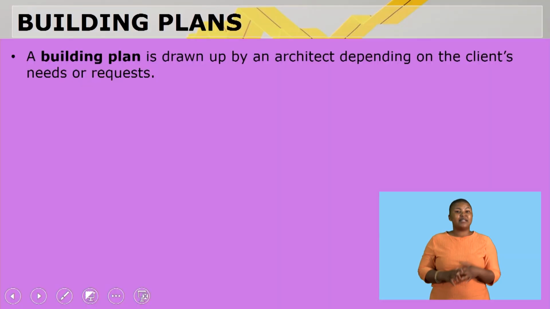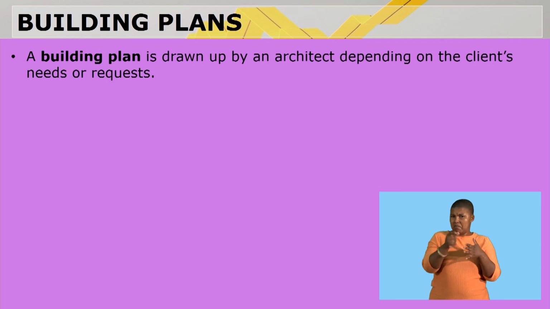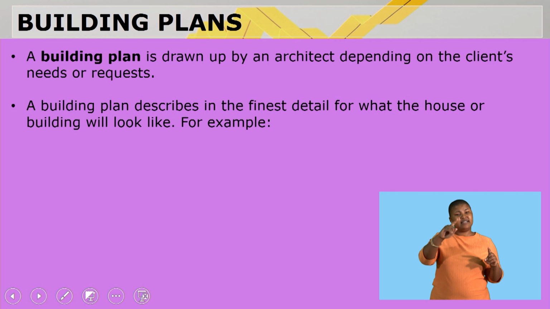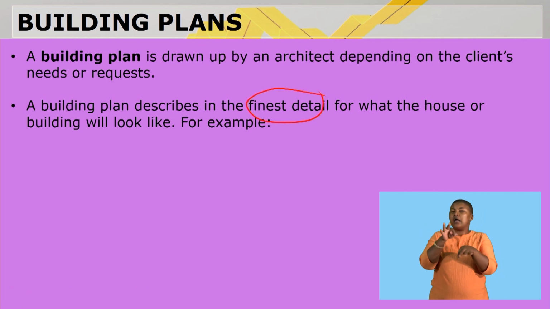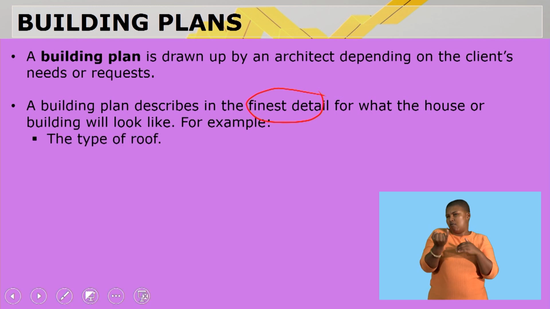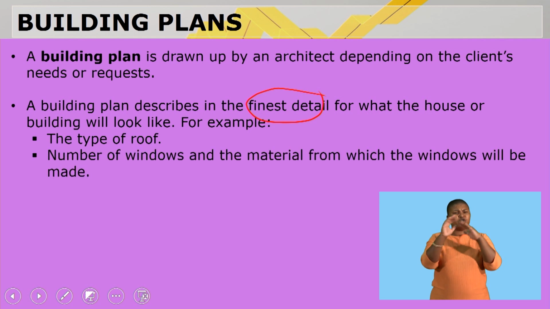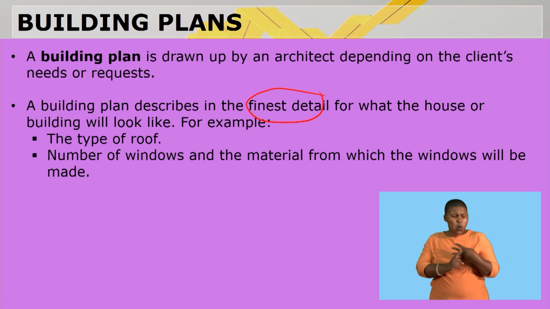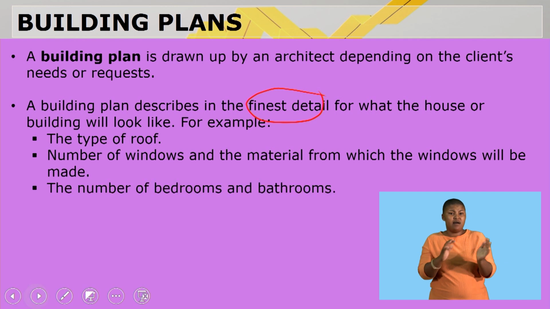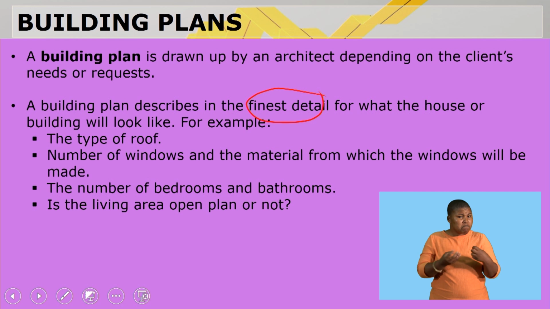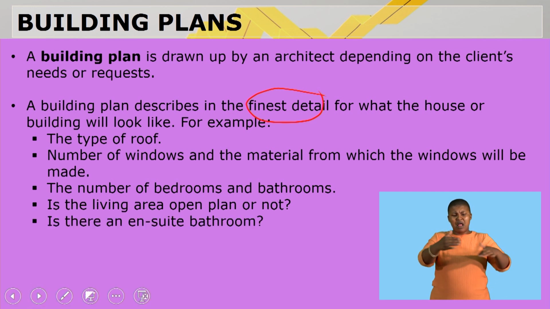So, a building plan is drawn up by an architect depending on the client's needs or requests. A building plan describes in the finest detail what the house or building will look like. For example, the type of roof, the number of windows and the material from which the windows will be made, the number of bedrooms and bathrooms, is the living area open plan or not, and also is there an ensuite bathroom.